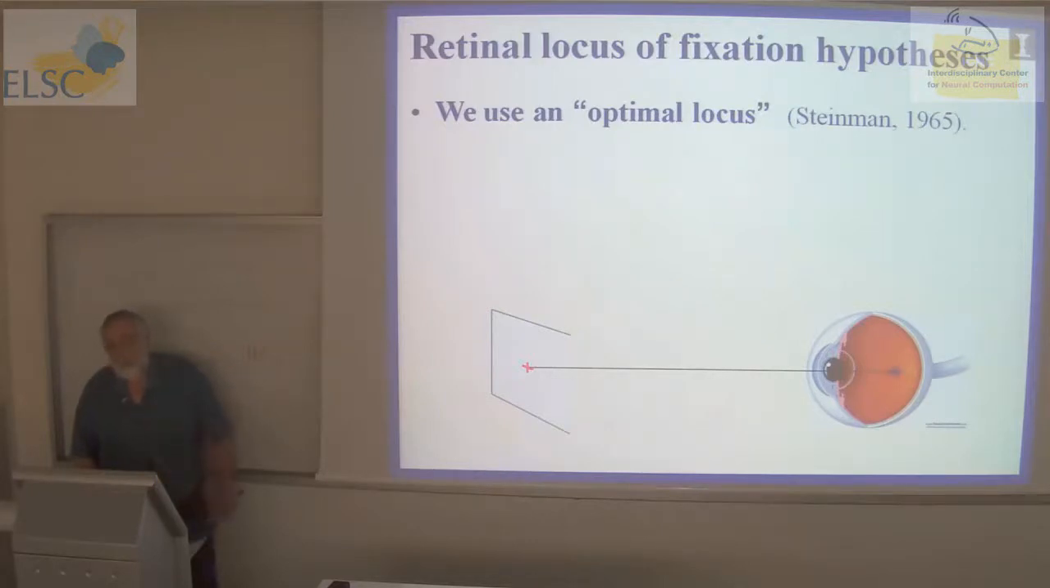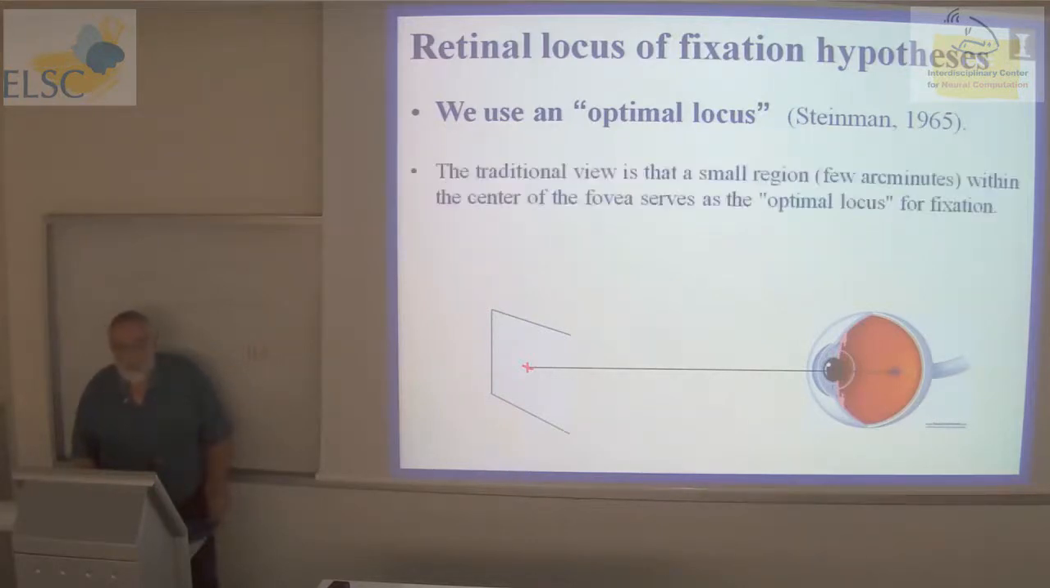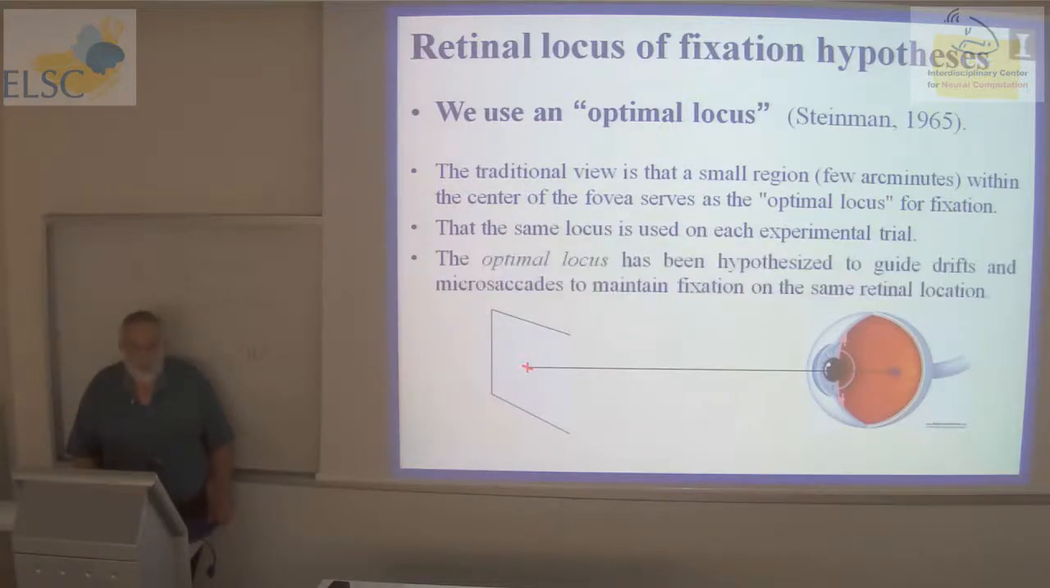And people use the term optimal locus, as the traditional view is that a small region, a few arc minutes, you have 60 arc minutes in a degree, with the center of the fovea serves as an optimal locus of fixation. That means that the same locus is used on each experimental trial, and if we go out of it because of eye movement, then we do a microsaccade or some correction in order to go back into this area.